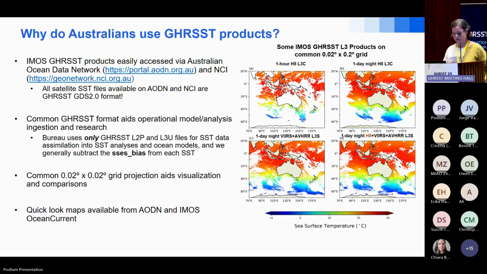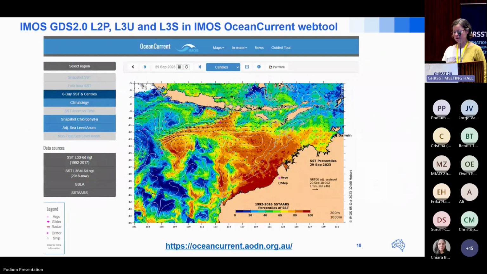And quick look maps are available from AODN and IMOS Ocean Current, and people love going to IMOS Ocean Current just to have a quick look. So this is an example of a screenshot of the IMOS Ocean Current web tool page. This is where most of the users of SST products in Australia go first. It's just really easy to use.